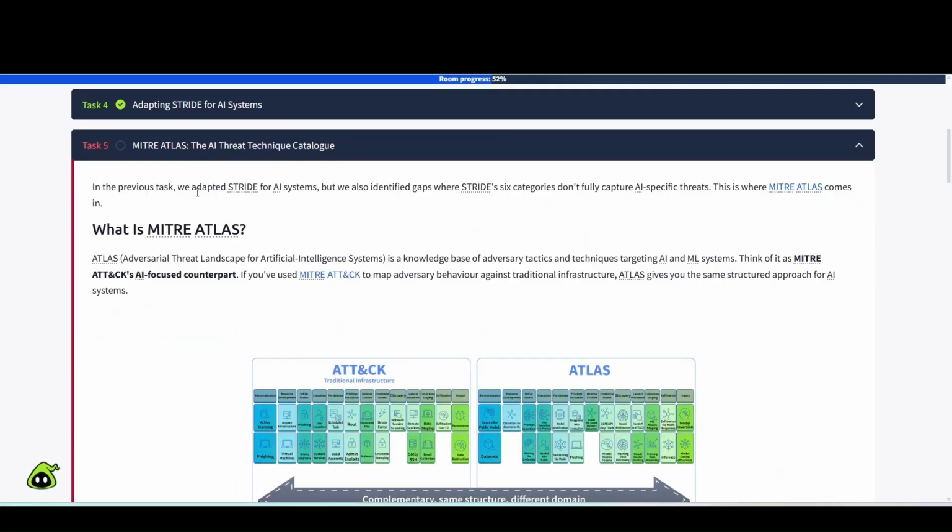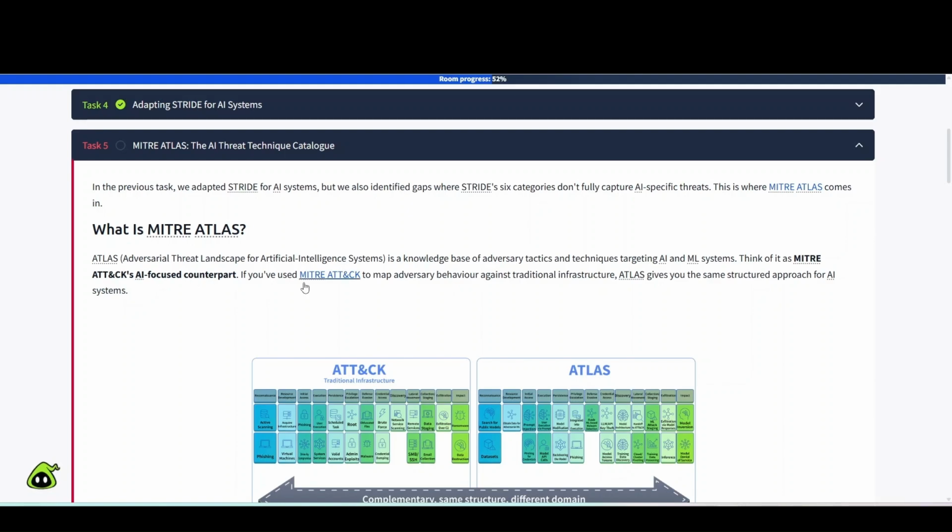In the previous task, we adapted Stride for AI systems, but we also identified gaps where Stride's 6 categories don't fully capture AI-specific threats. This is where MITRE Atlas comes in. What is MITRE Atlas? Atlas, the adversarial threat landscape for artificial intelligence systems, is a knowledge base of adversary tactics and techniques targeting AI and ML systems.